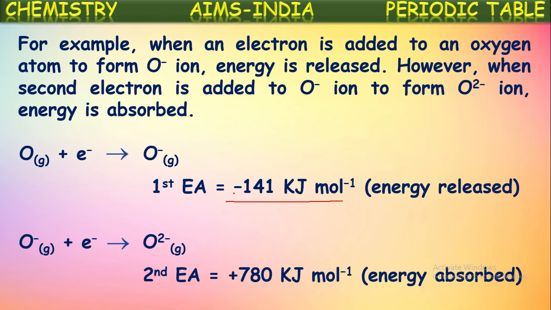Whereas if the second electron is given to that O minus ion, then while taking that second electron, oxygen absorbs a certain amount of energy from the surroundings instead of releasing it. So this amount of energy is taken by oxygen while taking the second electron. So we say it is an endothermic process. That is why it is shown with the positive symbol.